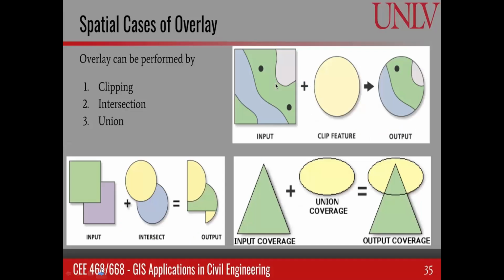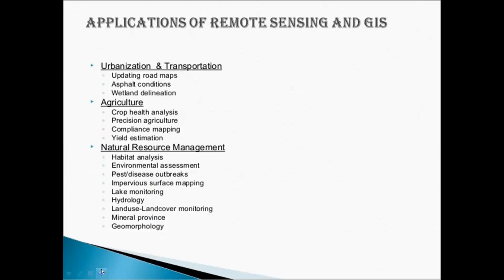Three types of overlay can be performed: clipping, intersection, union. This is the geographical information application for input, intersect, and output. This is spatial data analysis for GIS applications. And see the next unit, the application of remote sensing and GIS. This is the next unit. See what the applications for remote sensing and GIS are: urbanization and transportation.